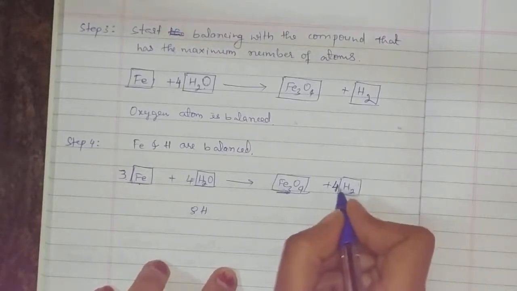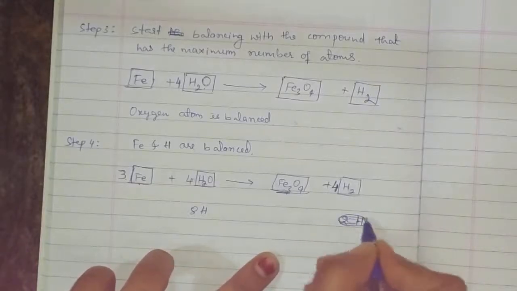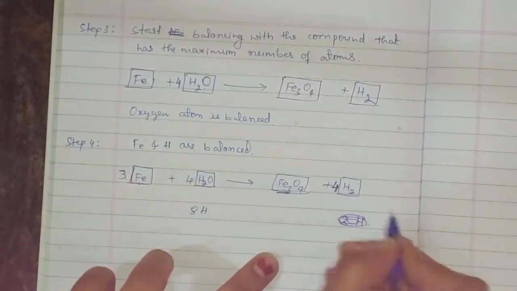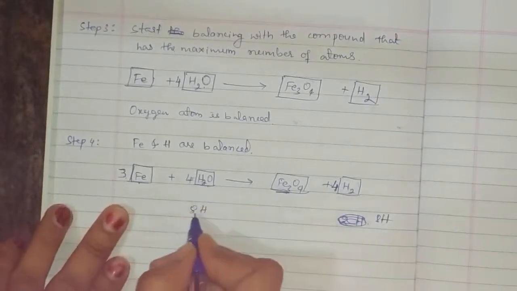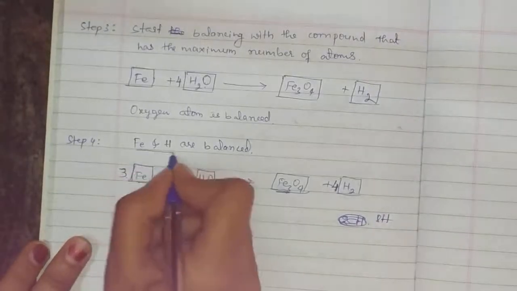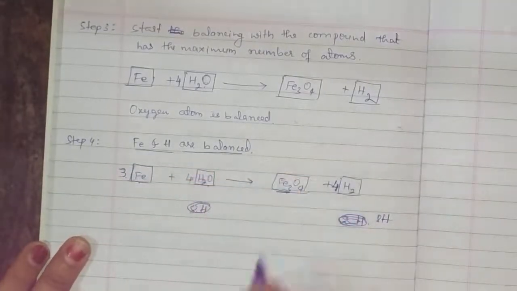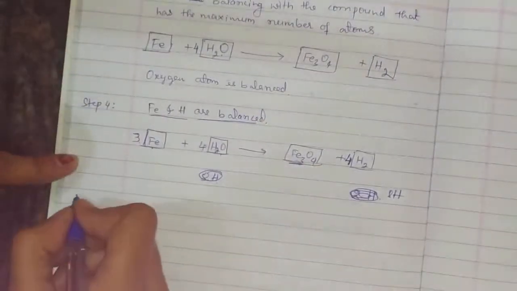After multiplying, now count the number of hydrogen atoms on the product side. How much? 4 into 2, 8 hydrogen atoms. Here also 4 into 2, 8 hydrogen atoms. So here both iron and hydrogen atoms are balanced. In step 5.